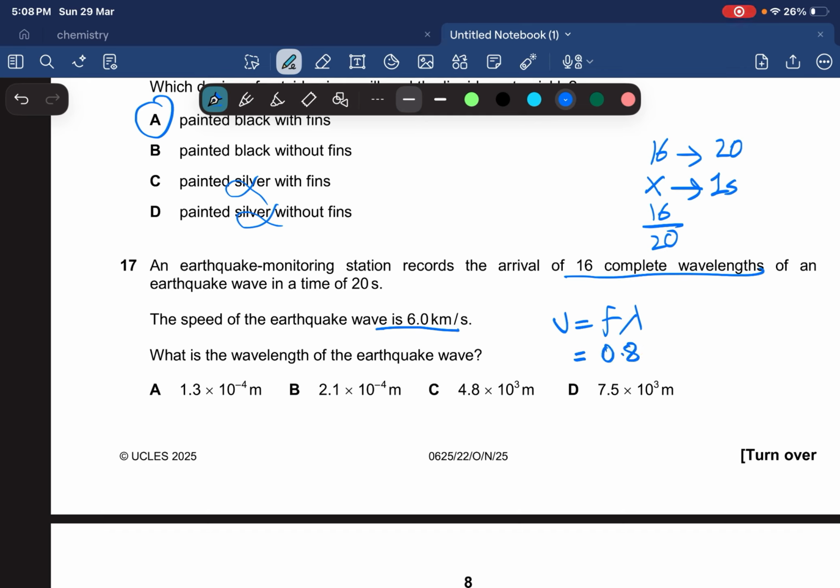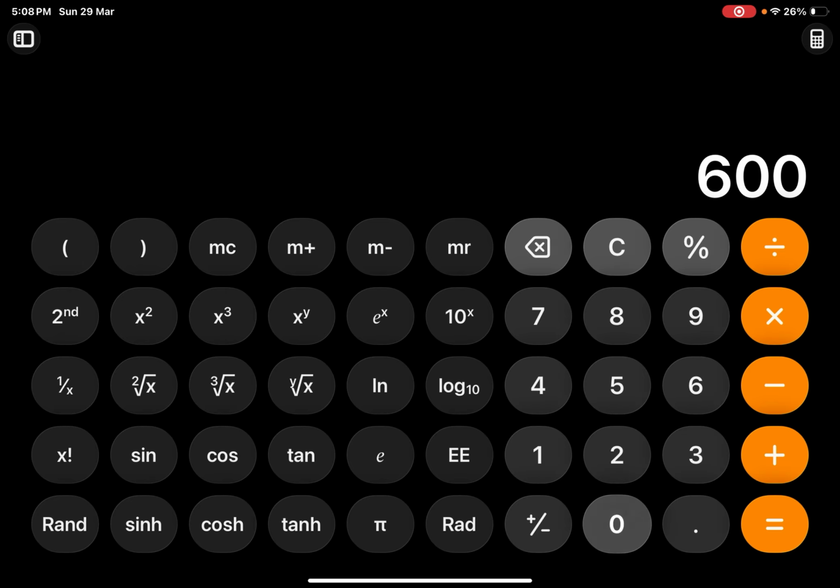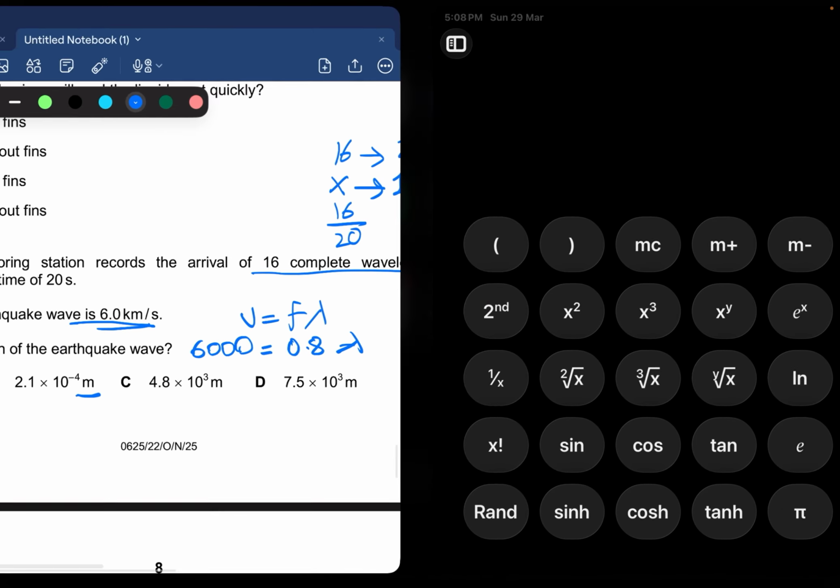And my speed is 6 kilometers per second. I'm going to convert it into meters per second because all my answers are in meters. So that's going to be 6,000 meters per second divided by 0.8 is going to give me the value of lambda. Lambda is the wavelength. 6,000 divided by 0.8 is 7,500 meters.